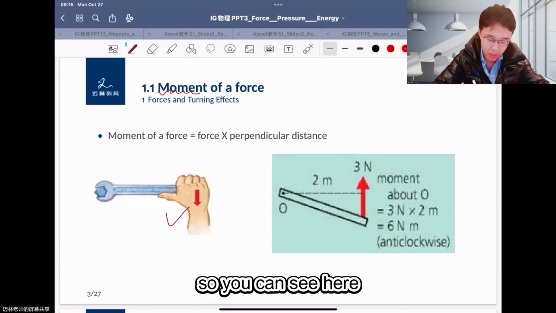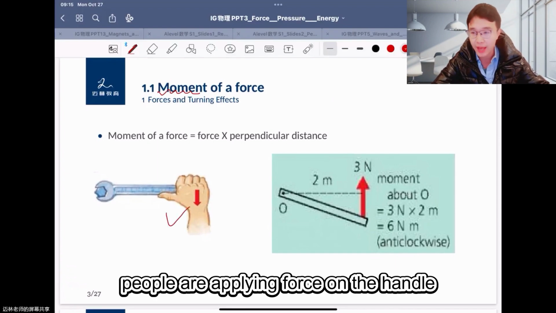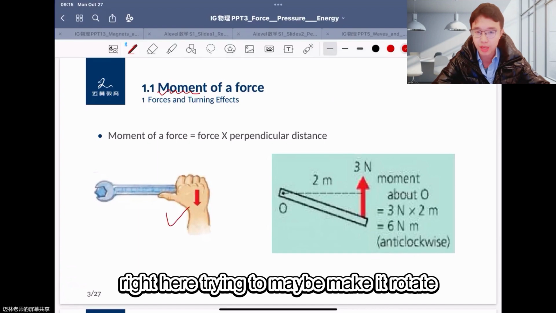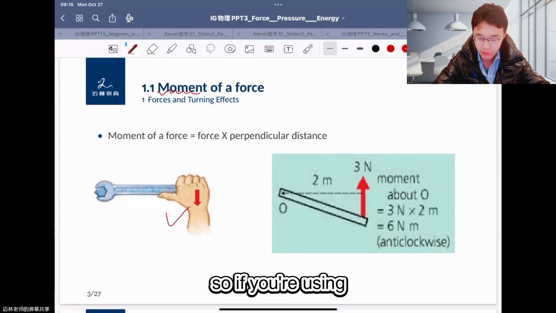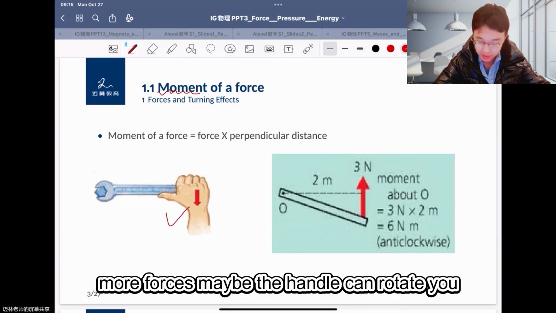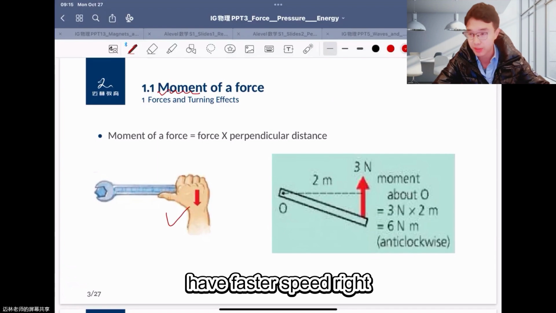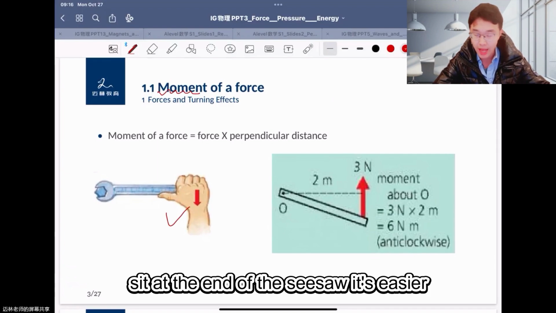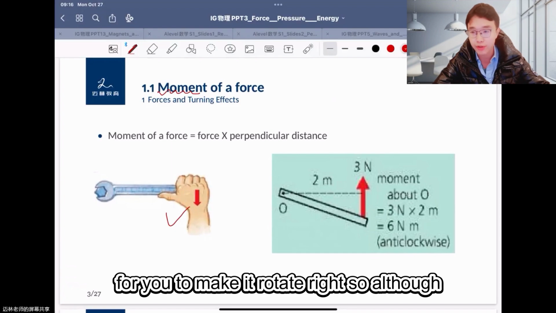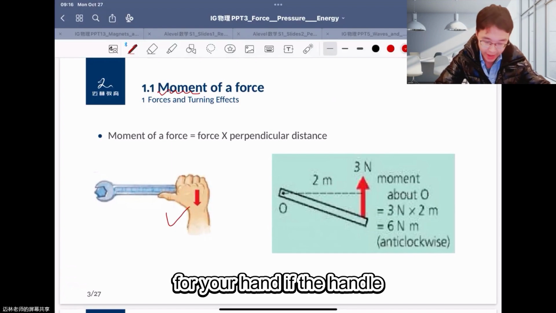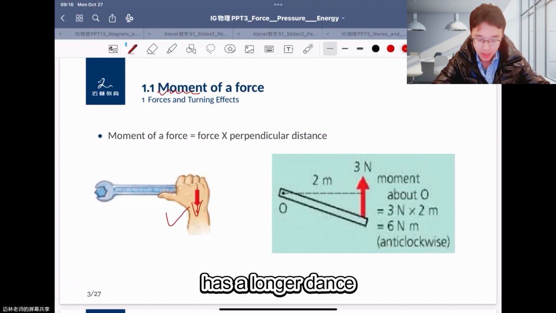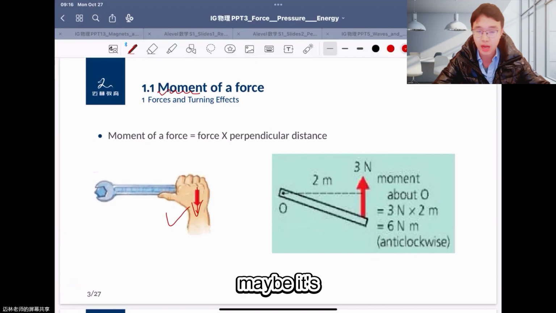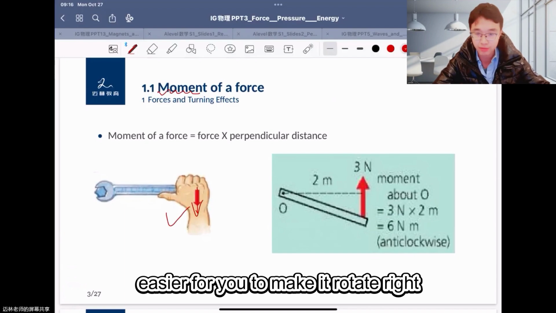So you can see here, people are applying force on the handle, right? Here trying to maybe make it rotate. So if you're using more force, maybe the handle can rotate at a faster speed, right? And it's also like a seesaw, where if you sit at the end of the seesaw, it's easier for you to make it rotate, right? So also for your hand, if the handle has a longer length, maybe it's easier for you to make it rotate, right?